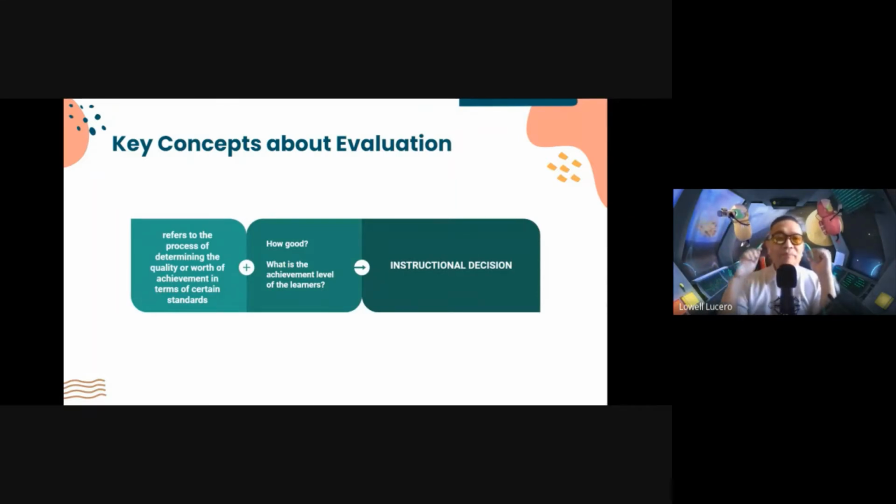Evaluation. Okay. Now, let me quote, no? According to Russell and Airasian, 2012, evaluation is the process of determining the quality. Take note of this one, quality of achievement in terms of certain standards. Now, if you notice, in measurement it is quantity of achievement, ito naman quality of achievement. Then, anchored to a certain standard. So, ano bang standard? Dapat mayroon tayong standards.